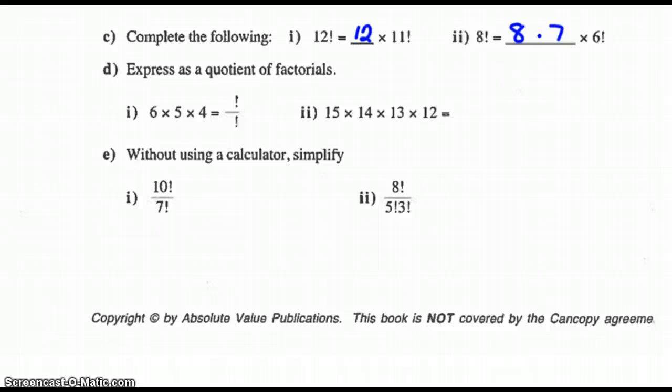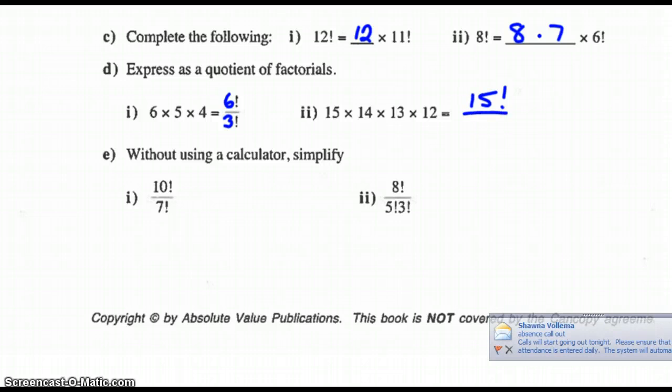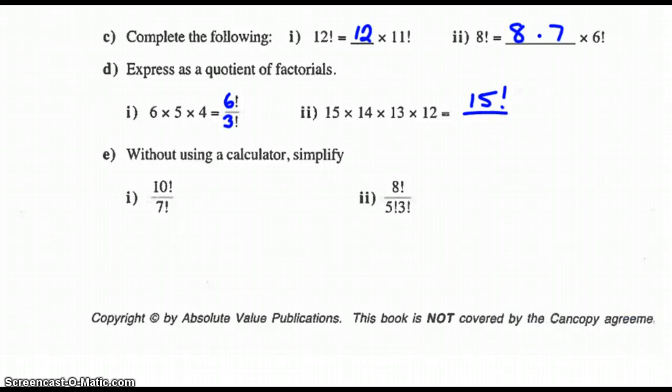6 times 5 times 4, well, we have to have a 6 factorial there, and we're dividing out, we're missing the 3 times 2 times 1, so we divided out the 3 factorial. Part 2, we're starting with 15, so we had 15 factorial to begin with. And we're missing 11 times 10 times 9 all the way down to times 3 times 2 times 1. So we're missing the 11 factorial. So that's what we divided out.